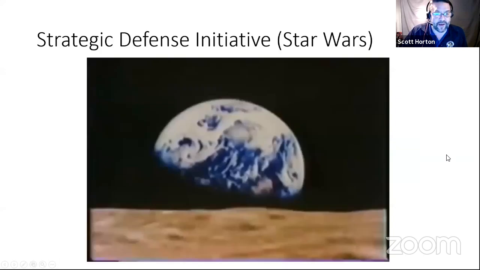Or maybe not. It was basically a missile defense system that was going to involve satellites floating around in space and shooting missiles out of the air. It was nicknamed Star Wars for a pretty obvious reason. It seemed like something out of a science fiction movie.